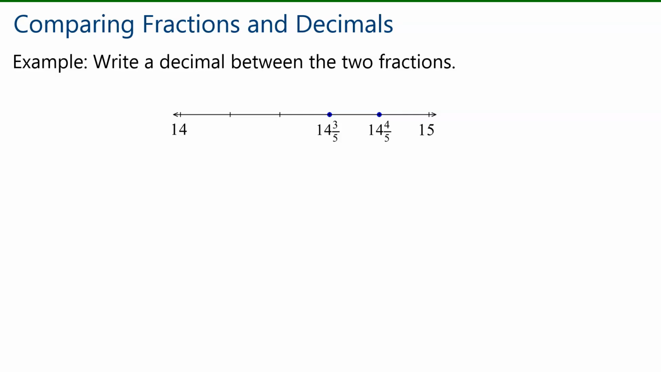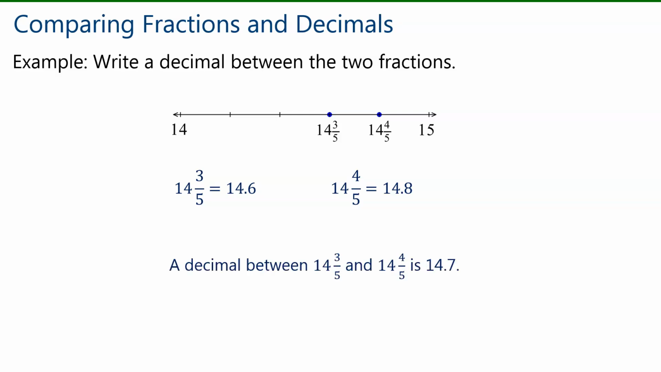Now in the next example, we have to find a decimal between two given fractions. We have 14 and 3/5 and 14 and 4/5. So let's change both of these to decimals. Now, 3 over 5 is 0.6, so I can write 14 and 3/5 as 14.6. And I know 4/5 is 0.8, so I'll write it as 14.8. So now between 14.6 and 14.8 is 14.7.